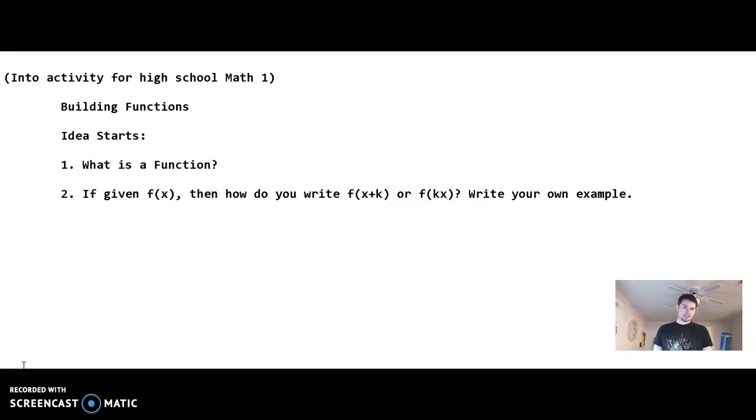And then next, if given a function f of x, then how do you write f of x plus k or f of kx? So write some of your own examples just to show that you understand what changing what's in the parentheses does to the function. Okay.